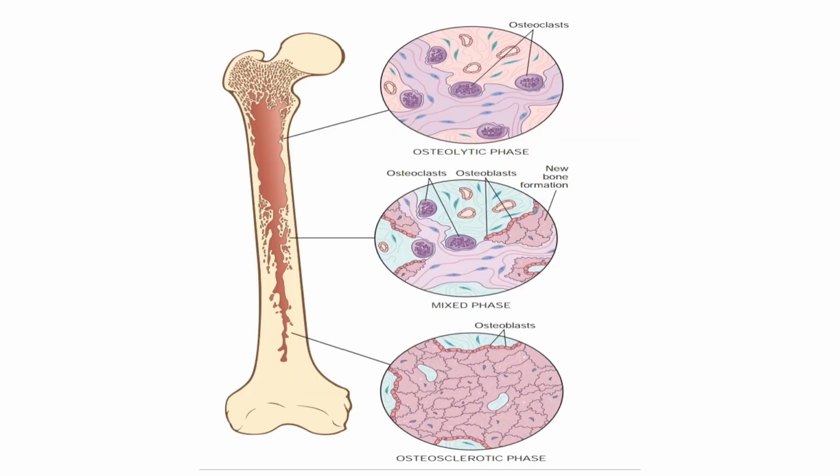This is the diagram of a bone with Paget's disease. In the first stage, that is the osteolytic phase, only osteoclasts, that is bone resorbing cells, are present. In the next phase, the mixed osteoclastic and osteoblastic phase, both osteoclasts and osteoblasts are present. Next comes the osteosclerotic phase, where there will be only osteoblasts, there will be more bone formation, and there will be poor mineralization, which will lead to fracture of the bone.